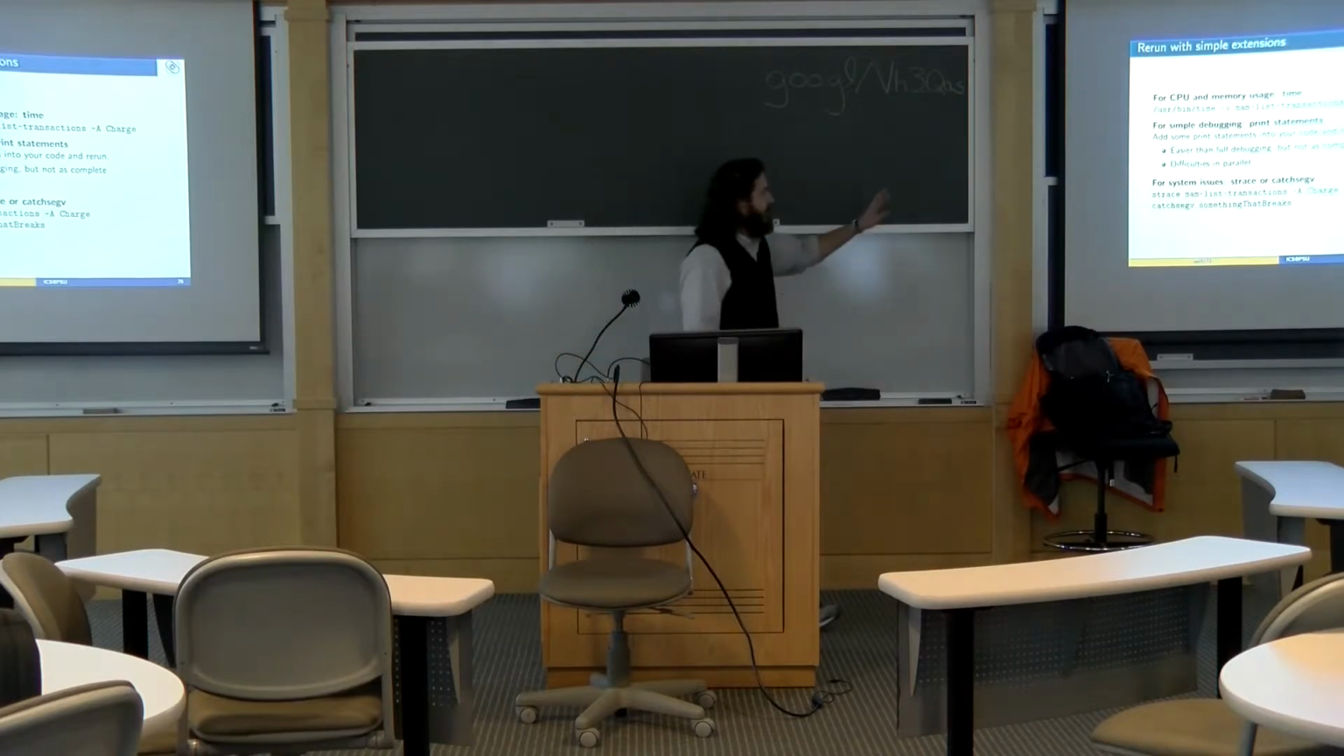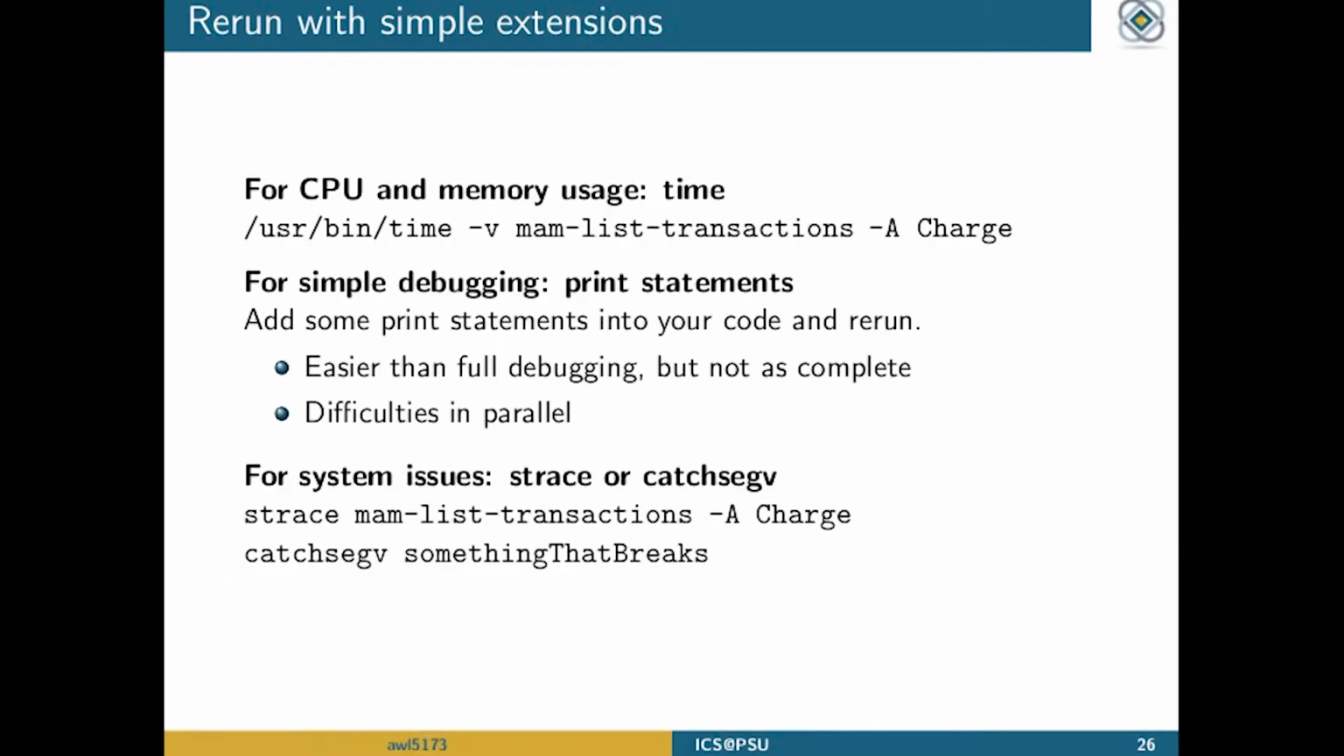But again, the important part here is the USR bin time. And again, the most simple thing for debugging is almost always going to be to litter your source code with print statements and print out anything and everything, so that way you can track to see what's actually going on. It's far easier than full debugging, trying to get a debugger up and running, especially for complicated code. But you're only going to get the information that you ask for when you ask for it. Debuggers will give you far more than that.